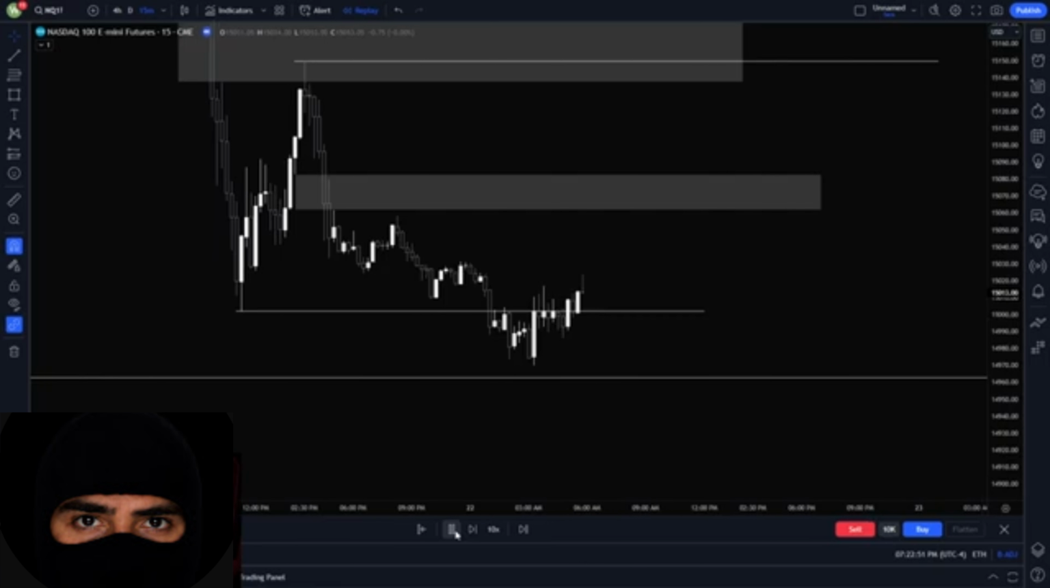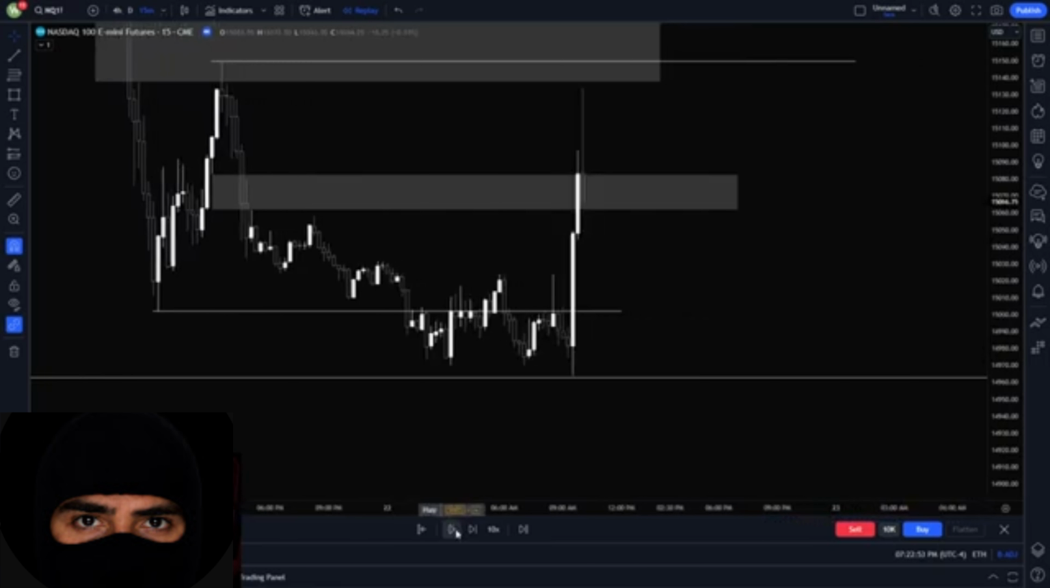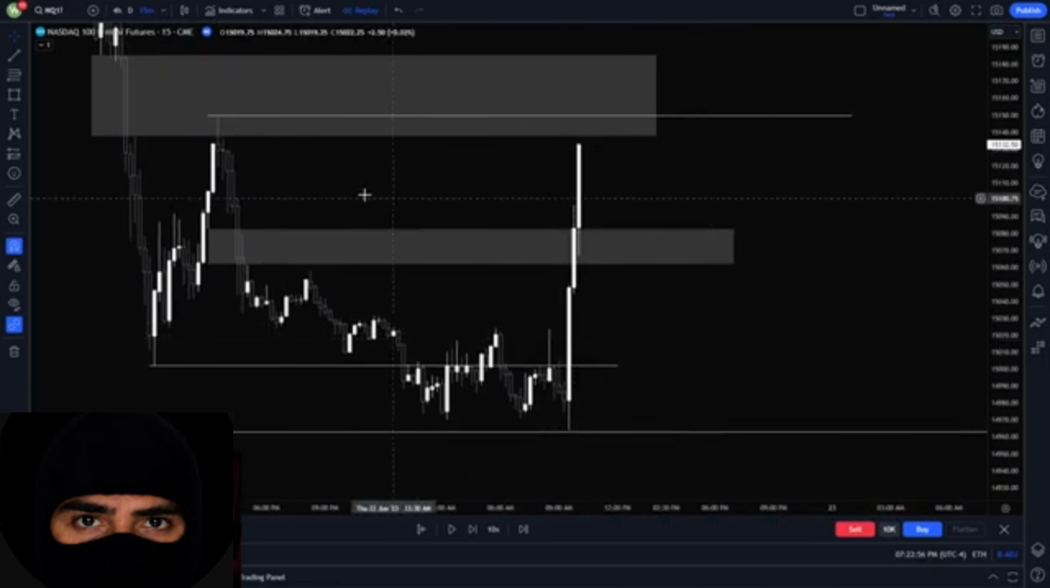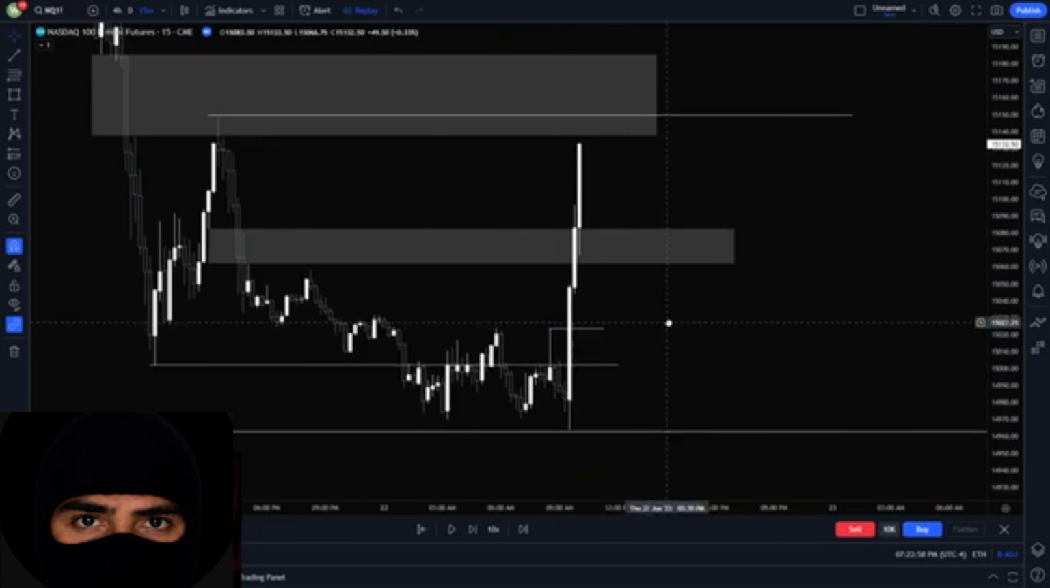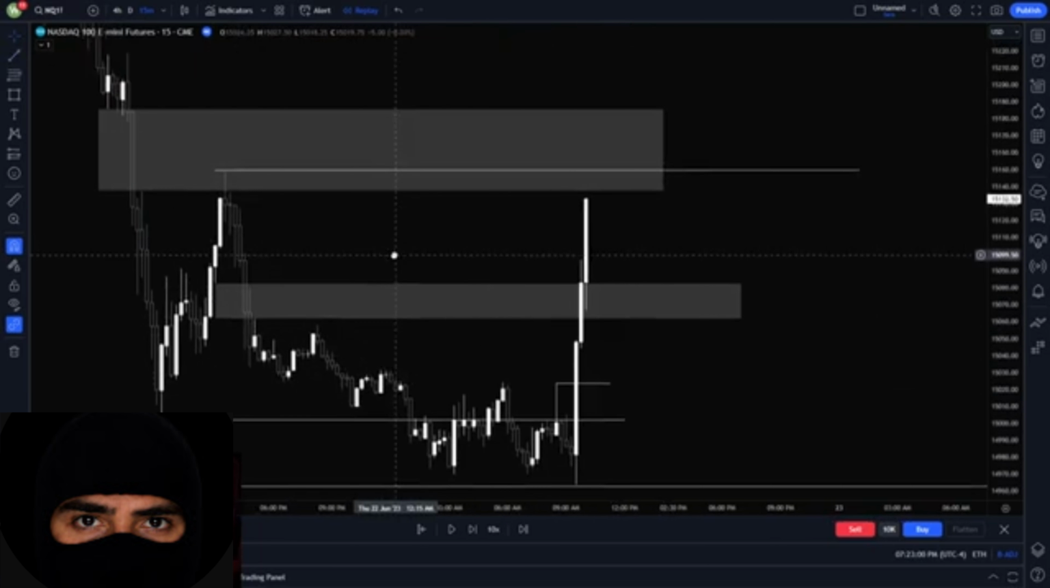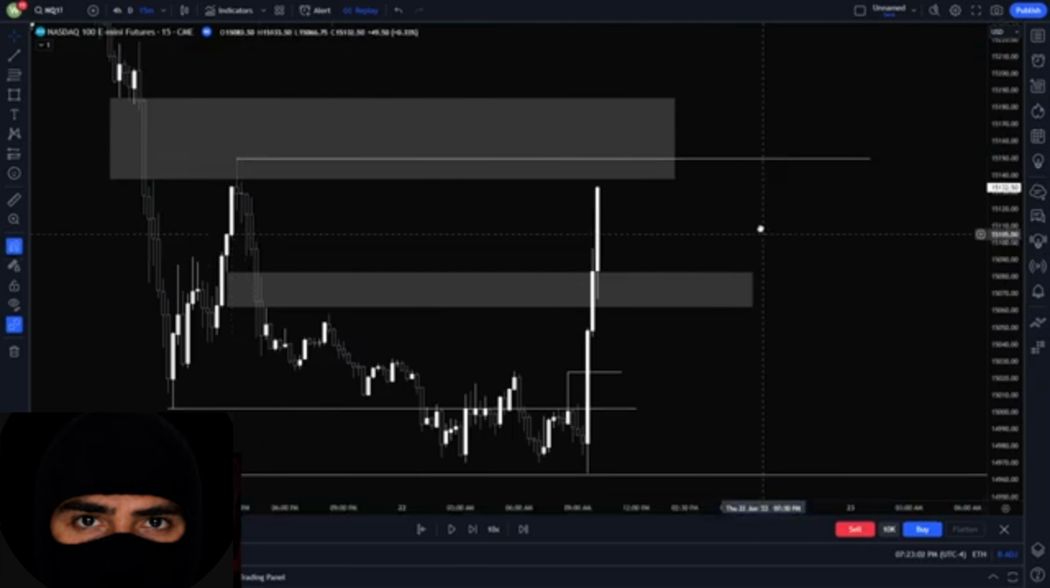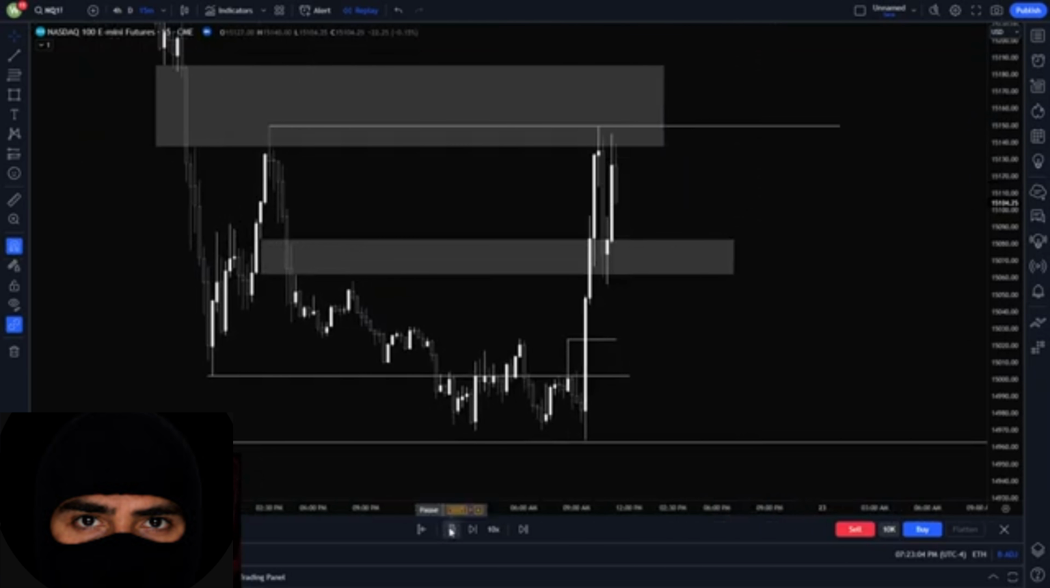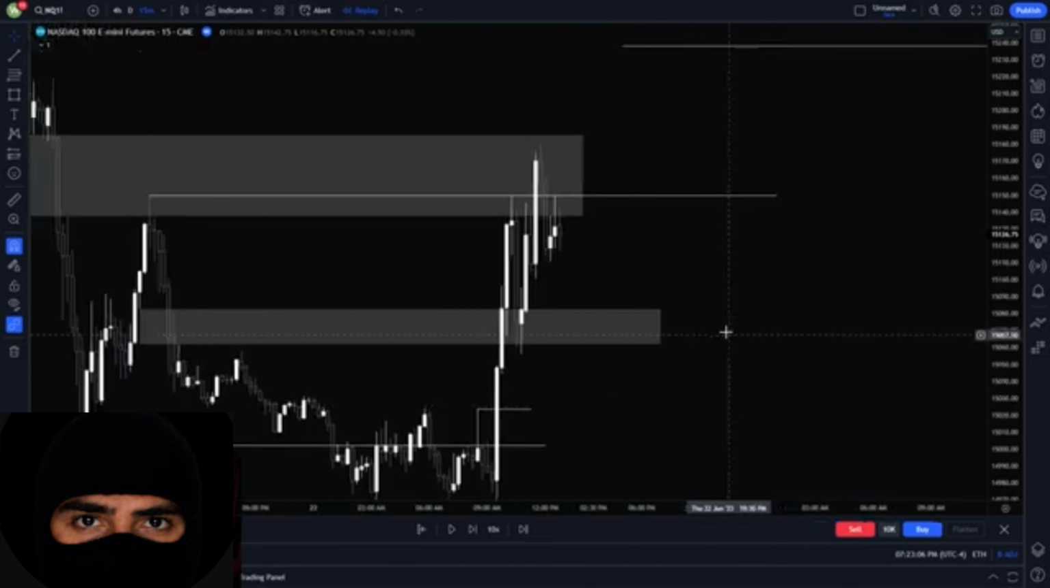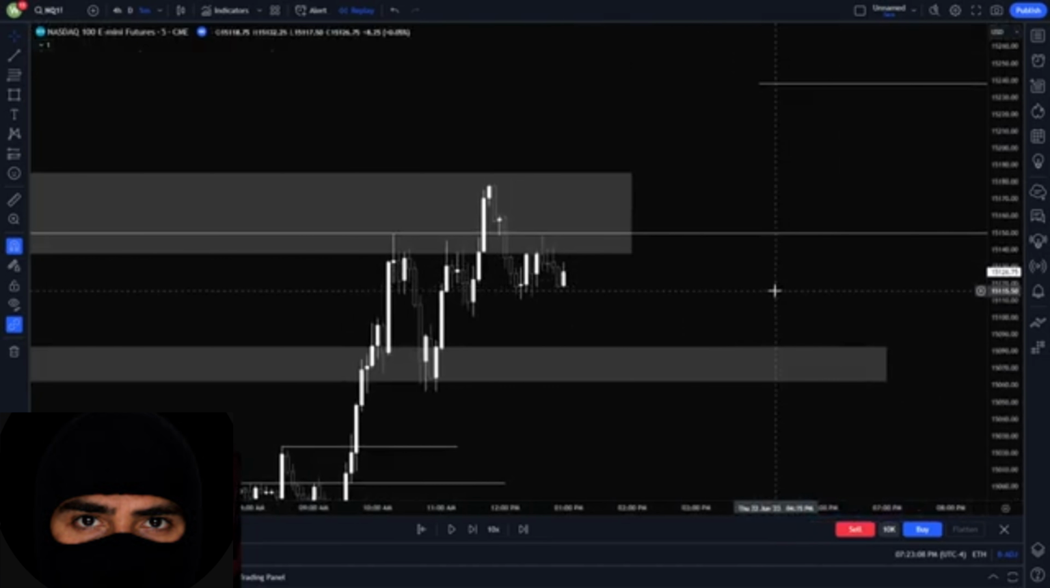Low gets taken. What am I waiting for? Market structure shift to the upside. Boom. Very, very large displacement, breaking through that 1 hour fair value gap. The clear draw on liquidity now becomes this high. Equal highs again still. There we go. Now it gets taken. Displacement back to the downside.